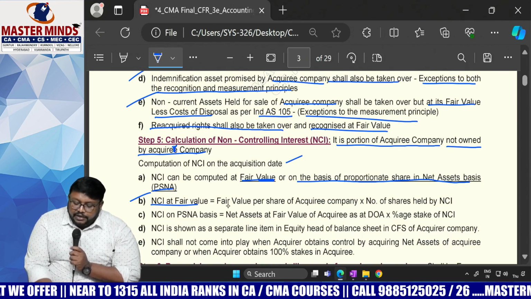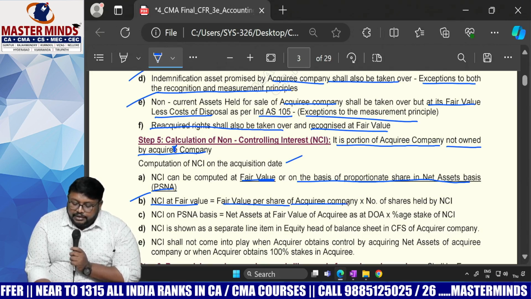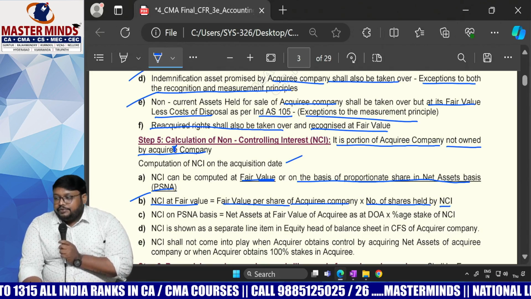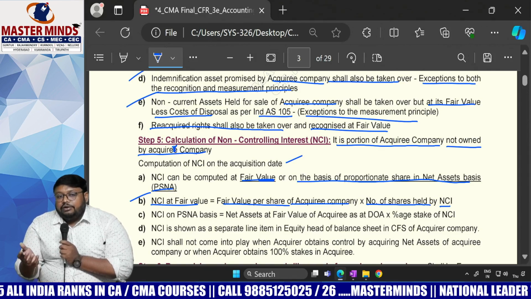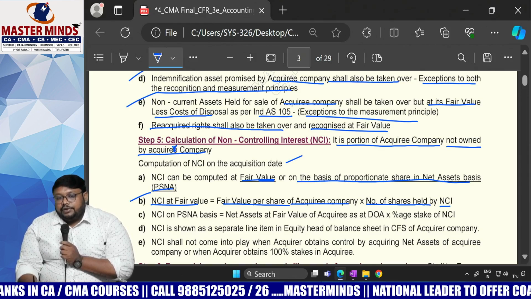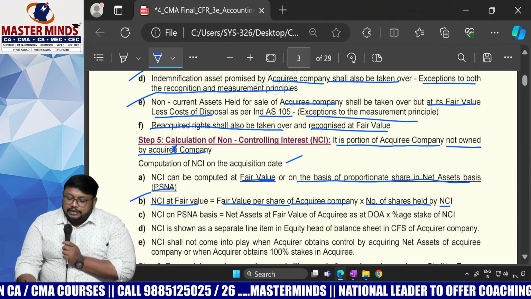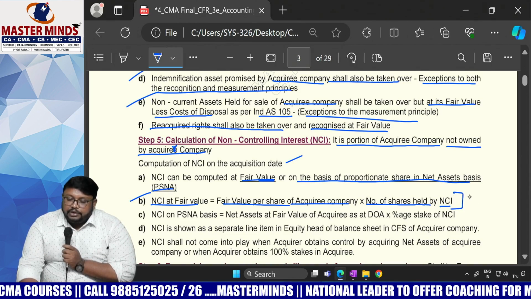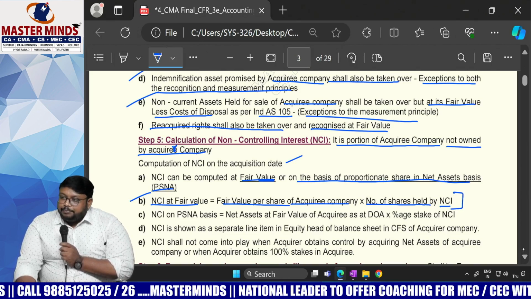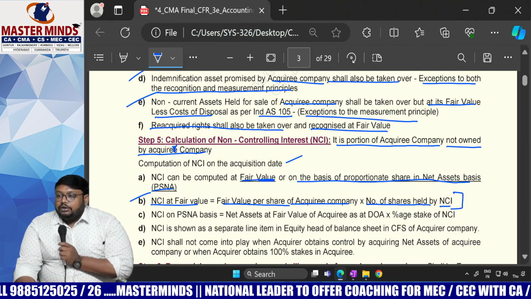Fair value means the fair value per share of the acquiree company multiplied by the number of shares held by NCI. Here we are not taking the share wise fair values. Generally this applies when we are doing consolidated financial statements, where you can understand it better. At present, how can you calculate it on fair value basis?